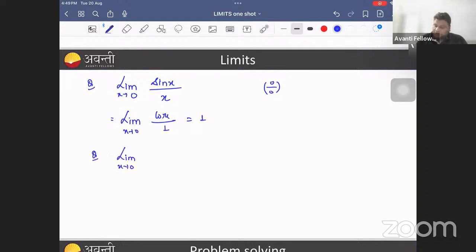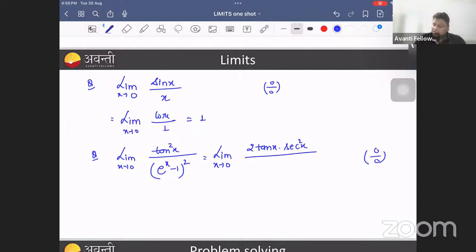Limit x approaches 0. Say you have tan square x upon (e to the power x minus 1) whole square. Now again, this form is 0 by 0. Use L'Hospital rule. That is limit x approaches 0, the derivative of tan square x is 2 tan x into the derivative of tan x, which is secant square x. In the denominator it is twice of (e to the power x minus 1) into e to the power x.